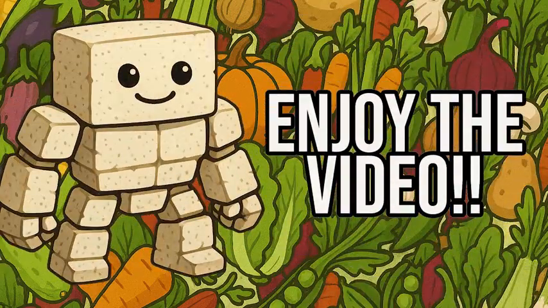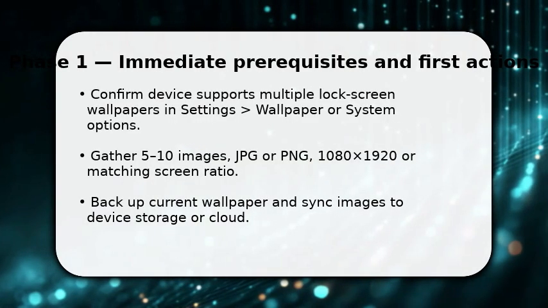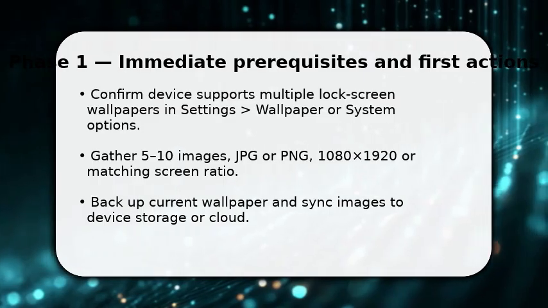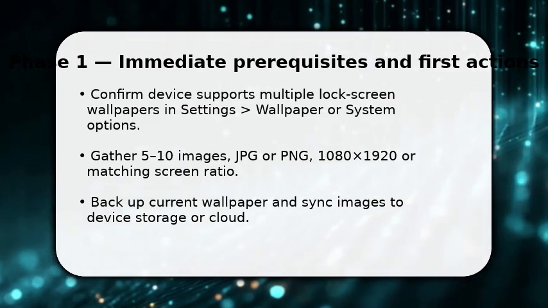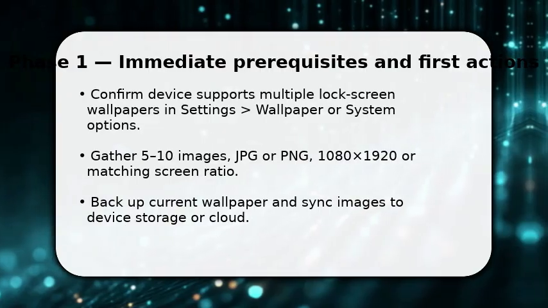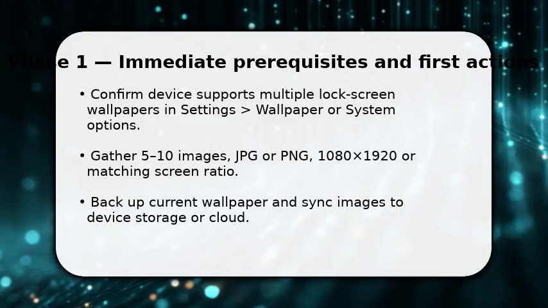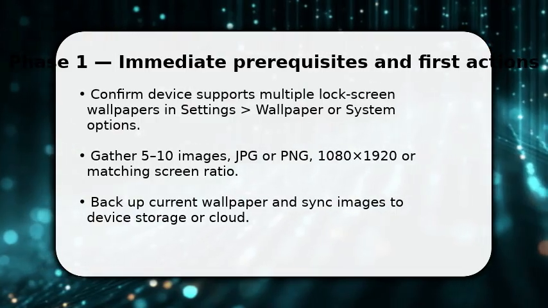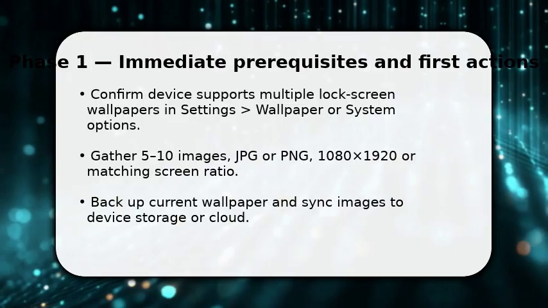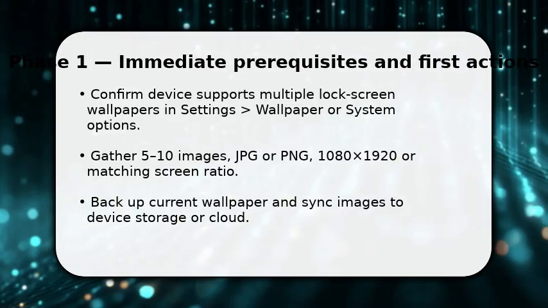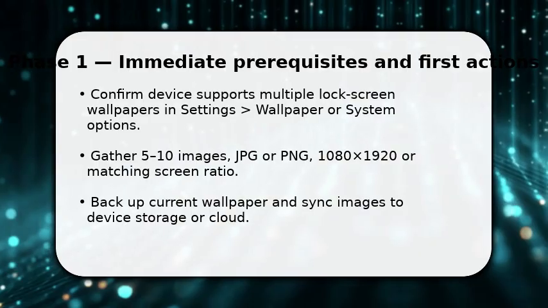You begin by confirming support for multiple lock screen wallpapers in settings. This saves wasted effort. Once confirmed, collect 5 to 10 images sized to your screen ratio, because mismatched sizes crop unpredictably. Move them to a dedicated folder on your device or cloud so the system can access them quickly.